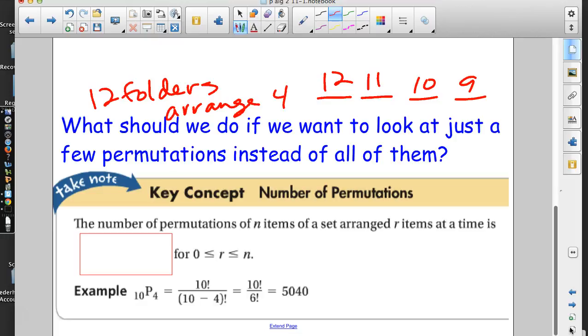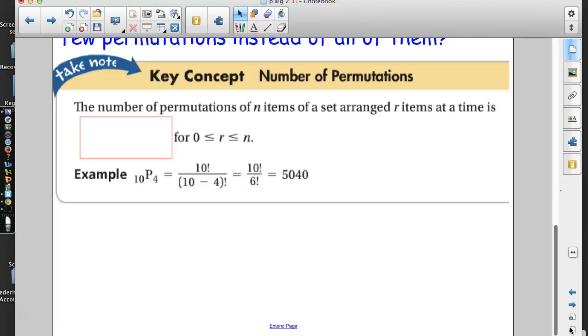Now again, this is only 4 numbers. It wouldn't take us very long to multiply that out. But there's a better way, and that better way is to use permutations. It's saying the number of permutations of n items of a set arranged r items at a time, and I know that's really confusing, but in the last example, I had my 12 files, and I wanted to pick 4 of those and arrange them. So this is the total that I have to choose from, and this is how many I want to do right now.